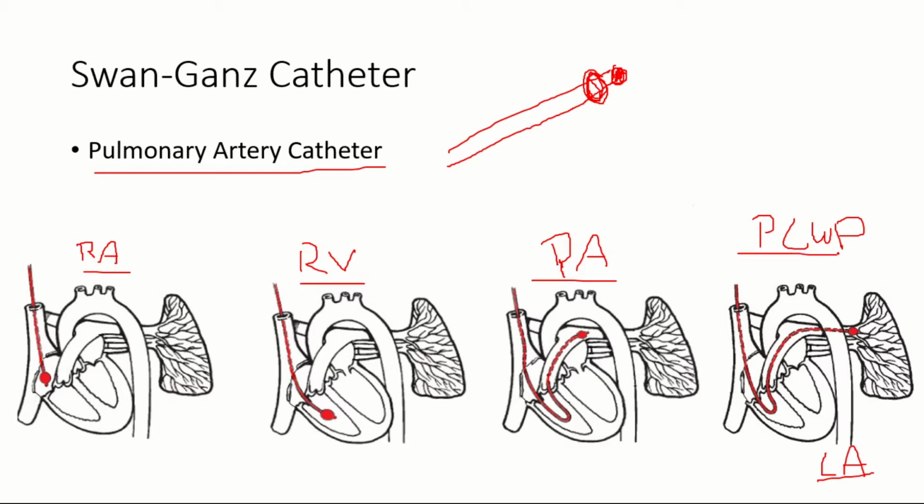And I've already mentioned Swan-Ganz catheter can not only be used to measure the pressure, but it can also be used to measure the mixed venous oxygen saturation. So how does it do that? But first, let's briefly explain what is mixed venous oxygen saturation.